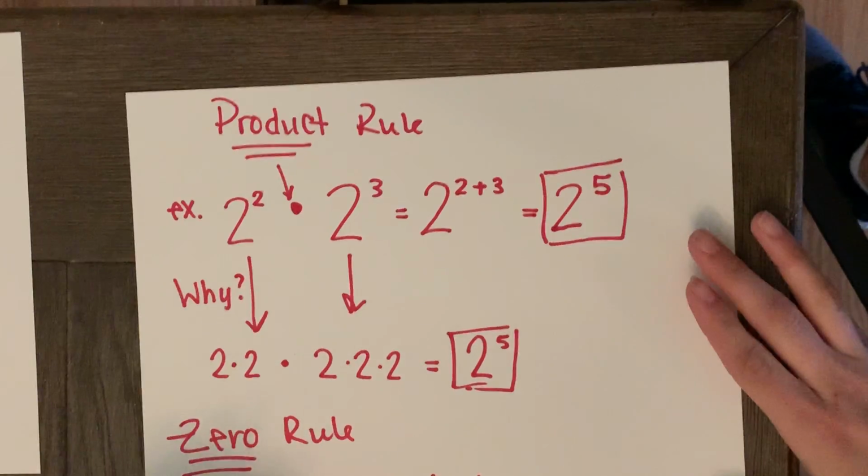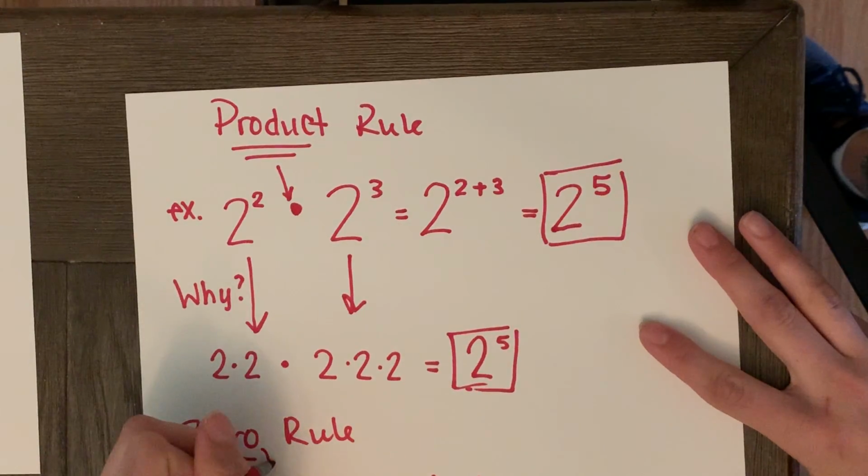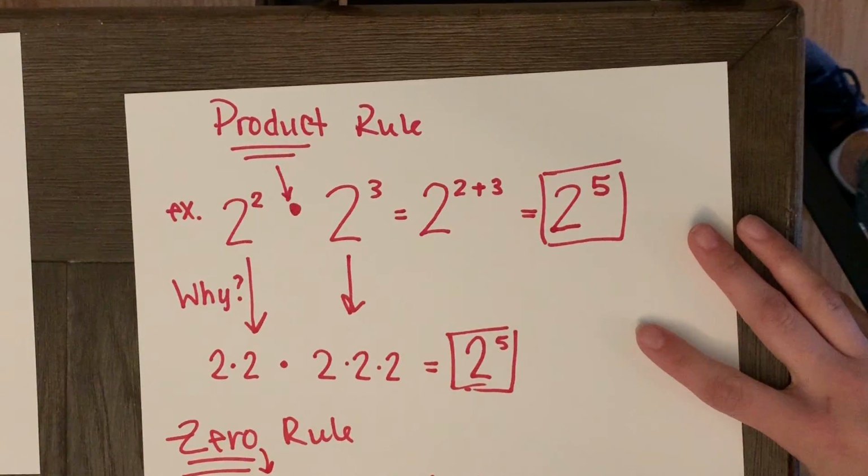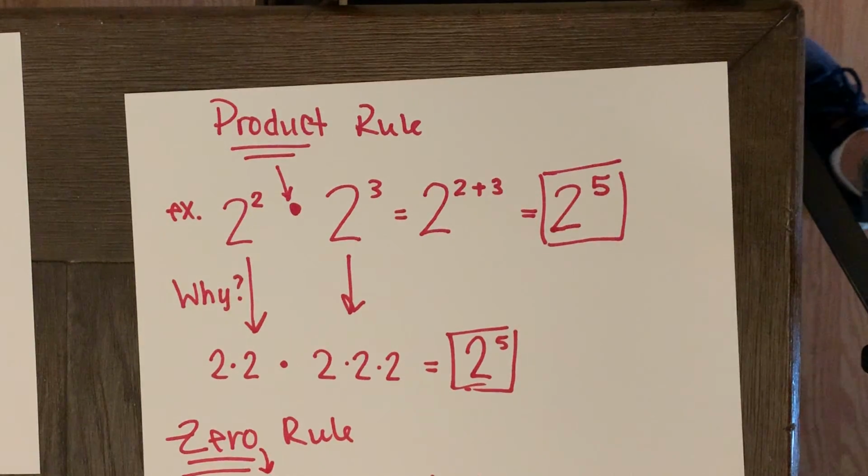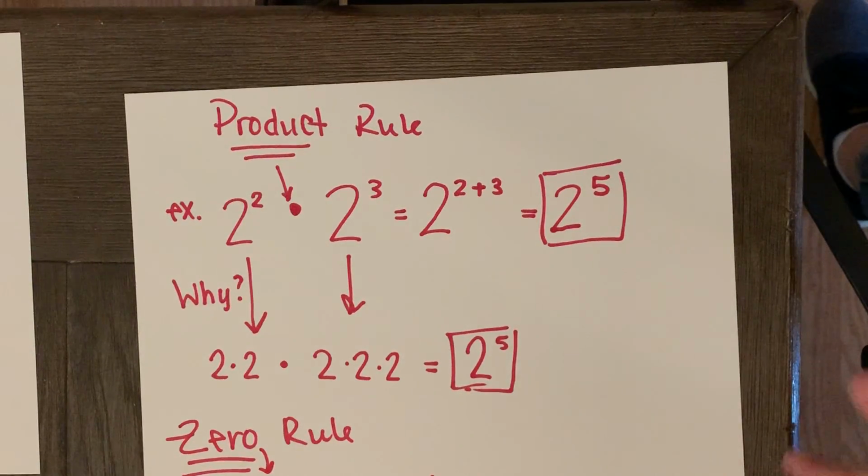Okay? So this one is so super simple. All you have to look for is the 0 in the exponent. And if you know that 0 is in the exponent, then it's going to equal 1.